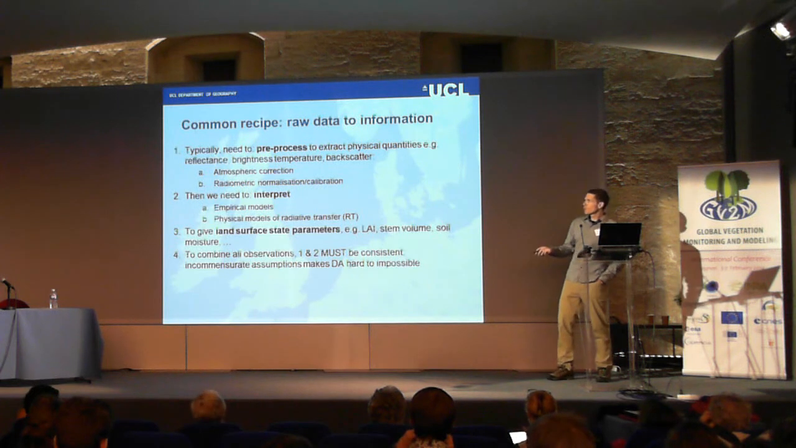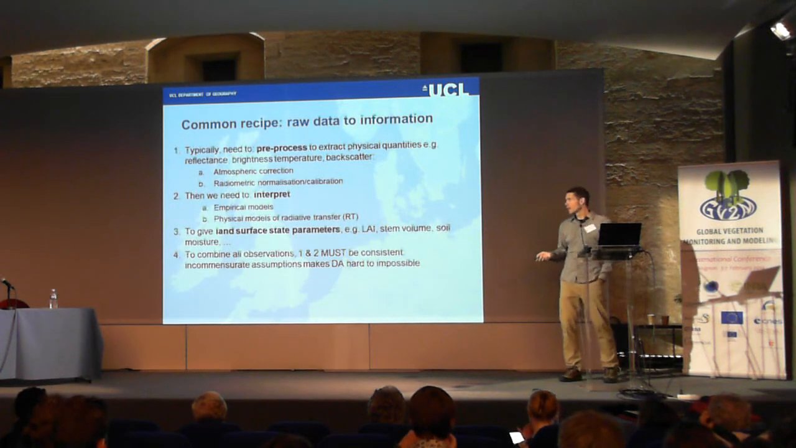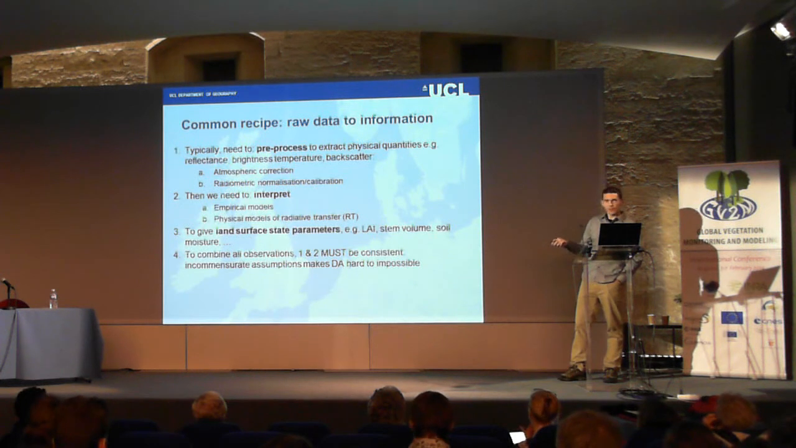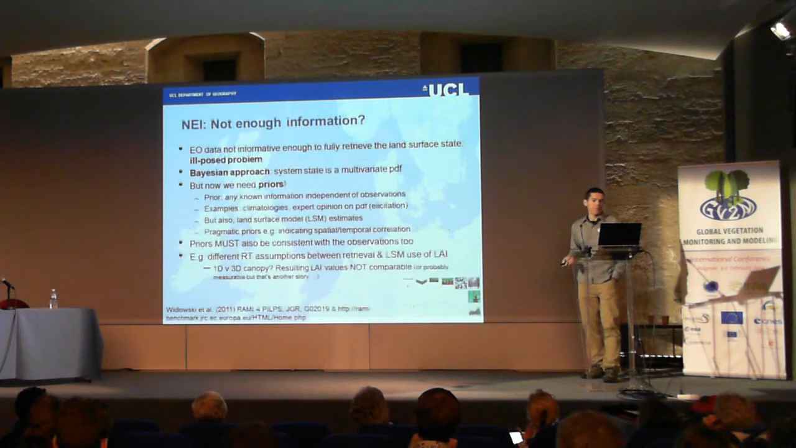Now we're talking about things that are used to drive, to test, to constrain models, and are related to ecosystem processes. And the point I kind of want to make and re-emphasise is this issue that to combine observations, these 1 and 2 must be consistent. These things need to be consistent, ideally, so that there are no inconsistencies introduced from this pre-processing to this interpretation stage, which can easily happen.